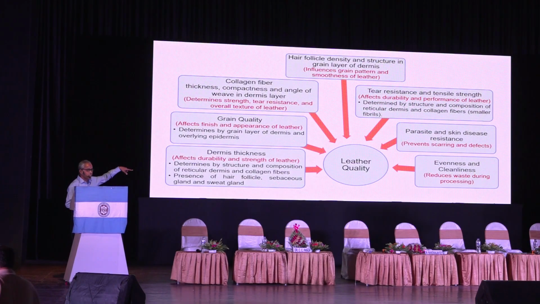Now these points are very, very vital. That is dermis thickness. We know that the skin is composed of epidermis, dermis and hypodermis. The dermis layer is very, very vital. In the dermis layer, hair follicle, collagen fiber, sebaceous gland, sweat gland, all are present and they are controlling the ultimate quality of the leather. That's why all the other parameters or characters are related with the dermis layer.